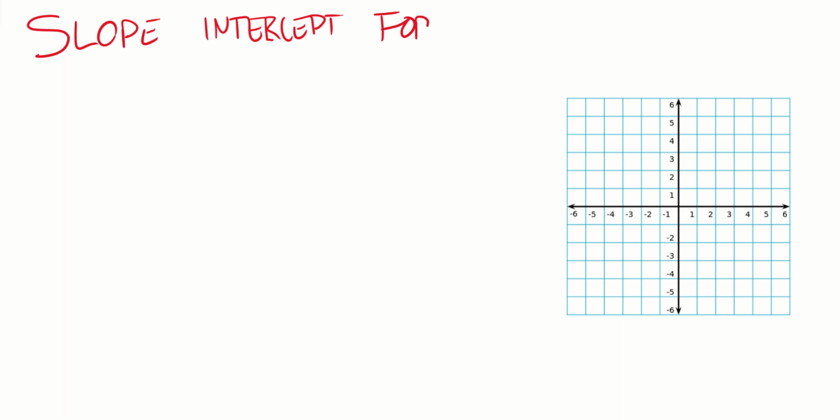Today we're going to be talking about something called slope intercept form. And slope intercept form is a way to write an equation to know how to graph the line. So slope intercept form is a form of a linear function.